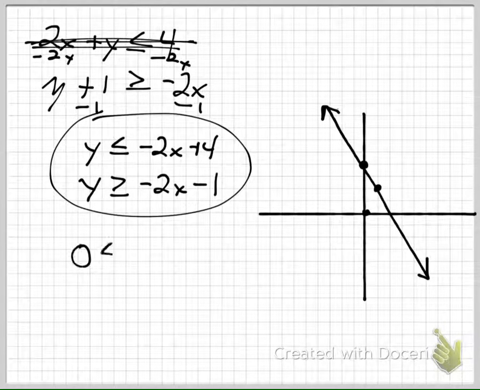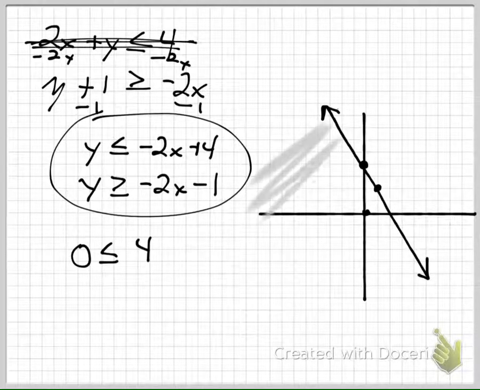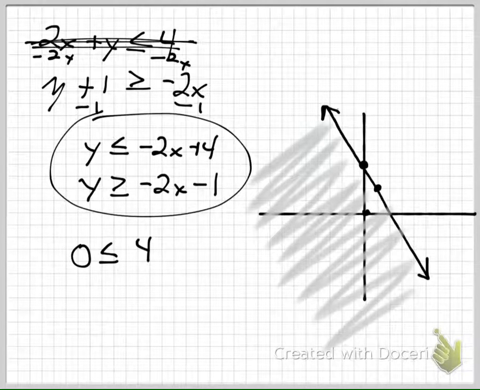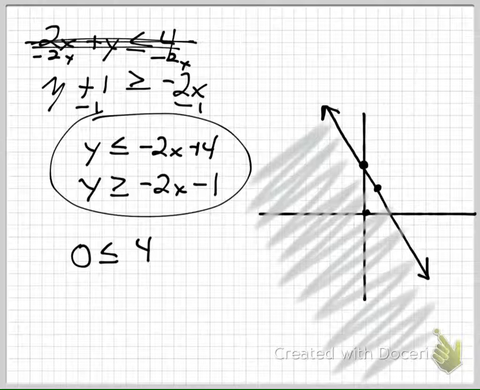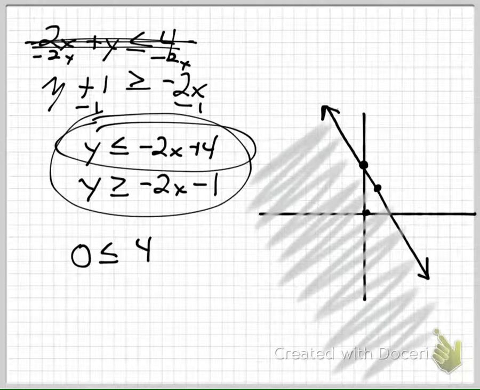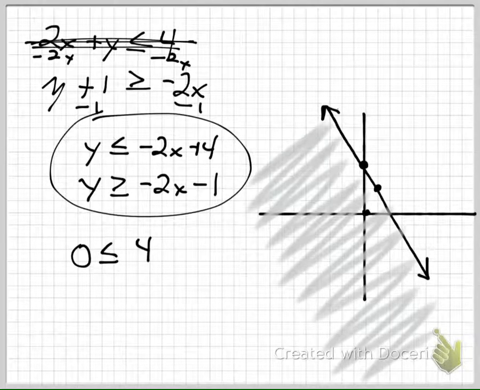Is 0 less than or equal to 4? Yes. So now I'm going to do my shading over here. That is true for that line. That's what we've been doing, you know how to do the one. So we're done with half of it now. But it's a system. It's what is true for both.